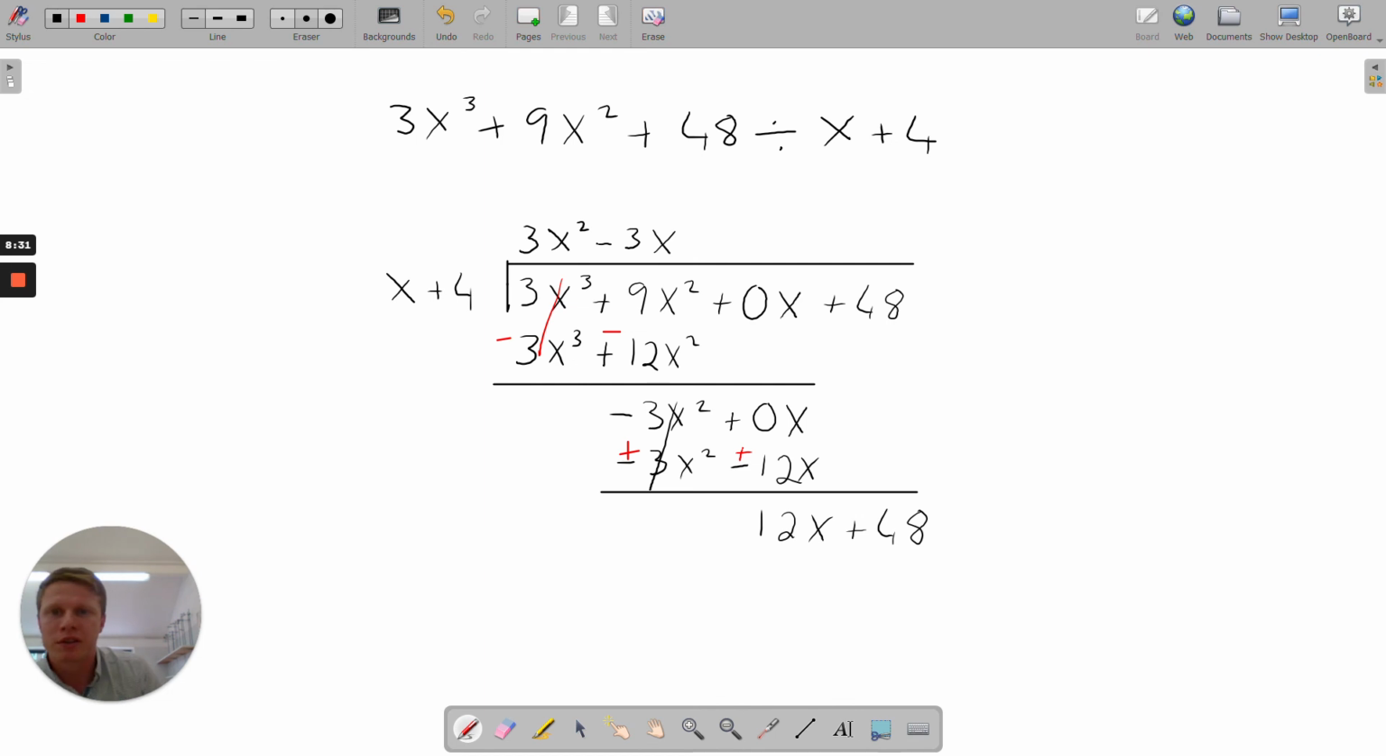Then finally, you're going to divide your x again into 12x, and that's just going to go plus 12 times. So if you multiply 12 by x, you're going to get 12x. And then 12 by 4 is going to give you plus 48, and you can see that'll work out. That you're not going to have a remainder there. You're going to change your signs again. Minus 12, minus 48, and that's all going to cancel out at 0. And then your answer is going to be 3x squared minus 3x plus 12.